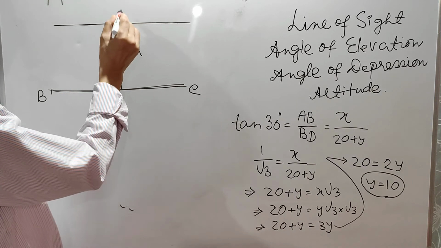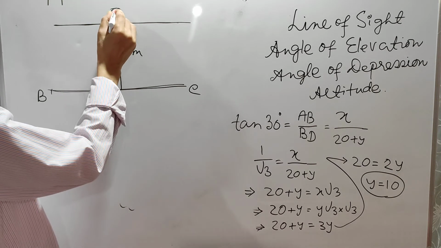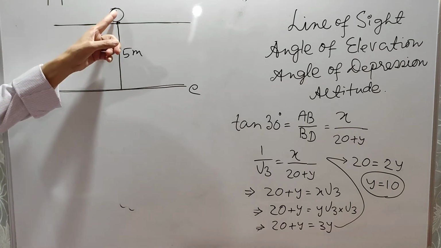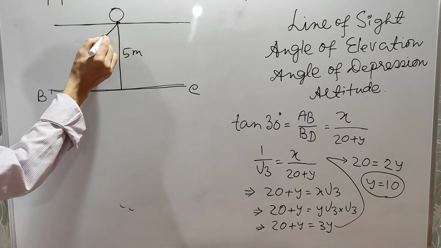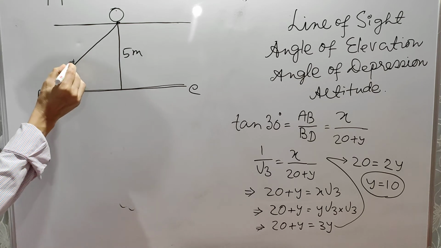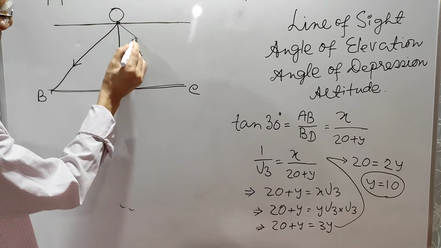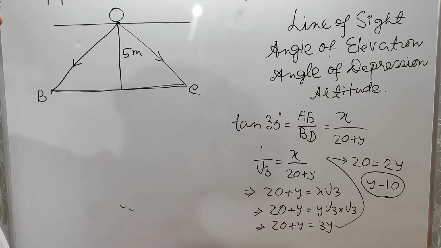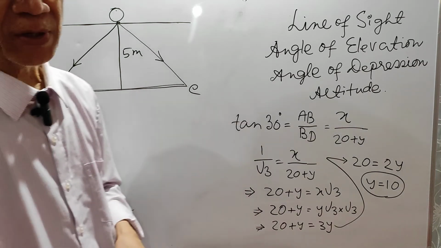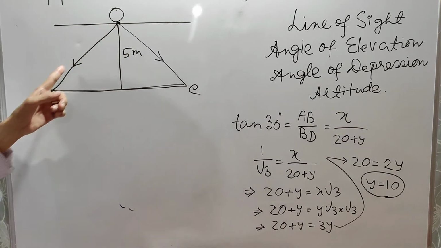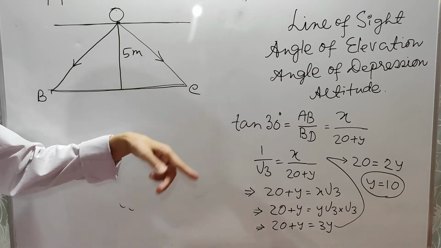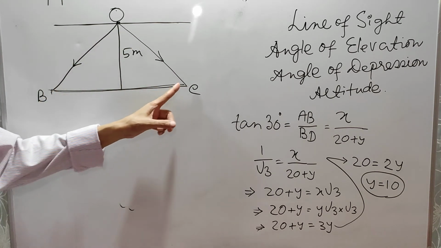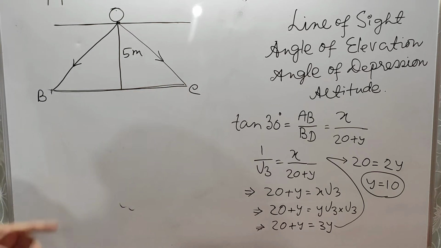Now this is the position of an observer, O. The observer is looking down. This is the line of sight of the observer. So this will be a case of angle of depression, because the observer is looking down towards B on the left bank, and again looking down towards C, the right bank. BC is the width of the river.